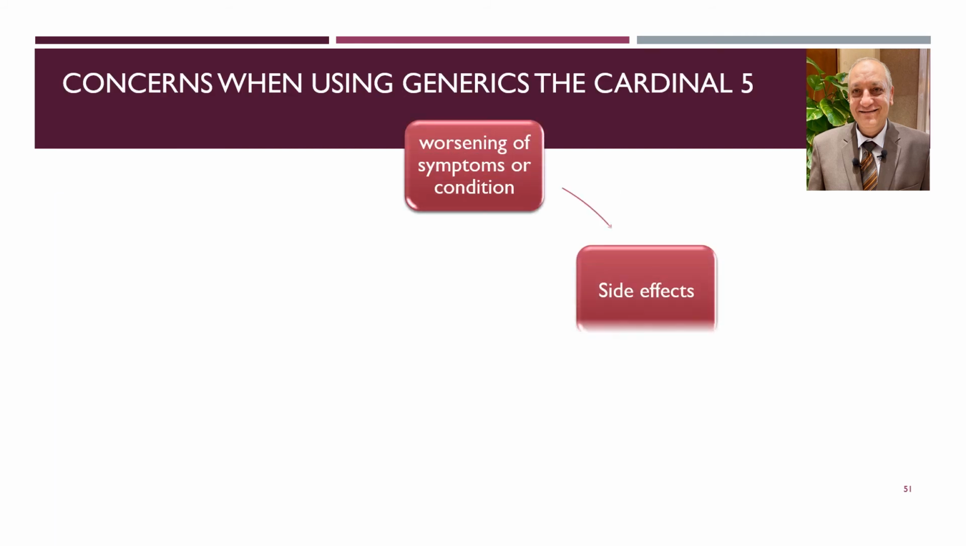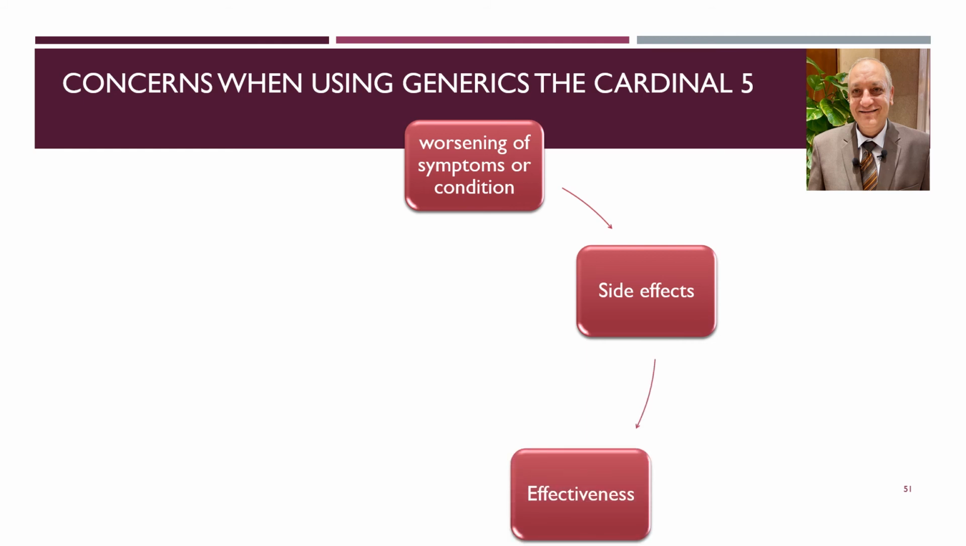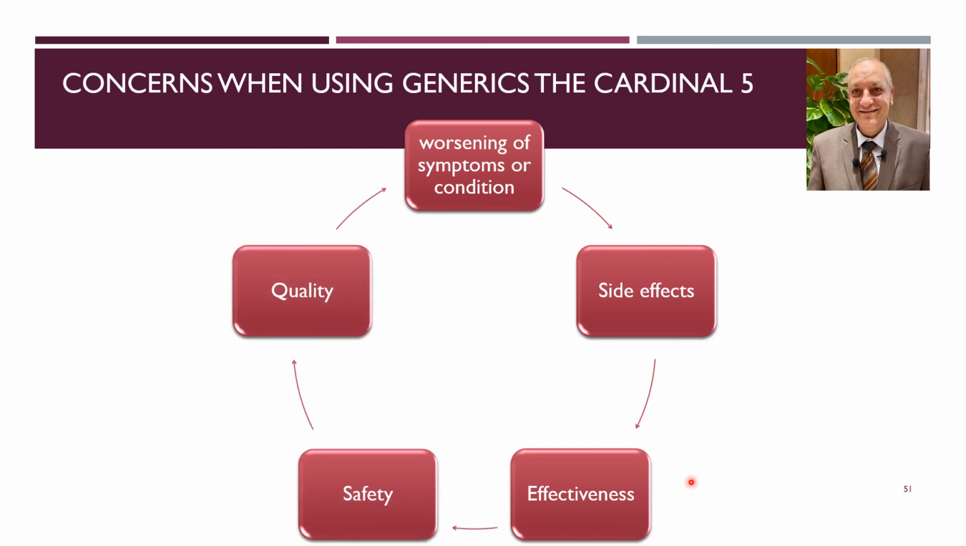Concerns when using generics: the cardinal five are worsening of symptoms or condition, side effects, effectiveness, safety, and quality. So these are the five cardinal concerns when you are using generics: the disease condition, side effects reporting, effectiveness, safety, and quality.